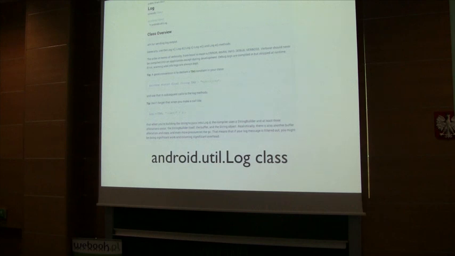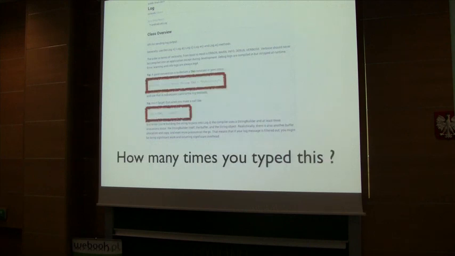So for that example, I chose a very simple class. You probably, everybody knows, it's for logging. And if you look at the documentation, there are two pieces which are recommended practice for how to use a logger. You define that tag, which is usually the name of the class, which you then use to find a message in the stream of the logs.